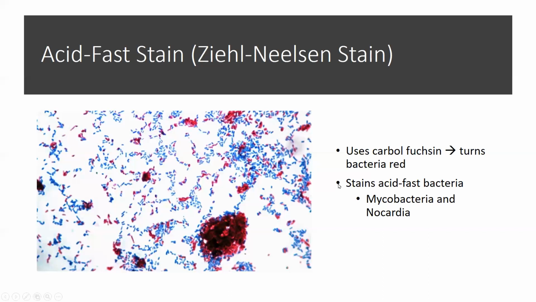So what does an acid-fast stain look like? This is for your mycobacteria, so your tuberculosis-causing bacterium, and Nocardia. I included it here because it technically is the other one that does acid-fast stain well, but I doubt they would test you on it. This uses carbol fuchsin and it turns bacteria red. So the red bacteria are the bacteria that are taking up an acid-fast stain.